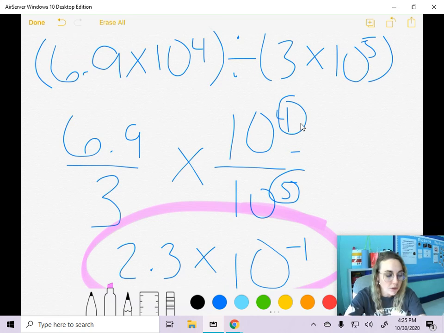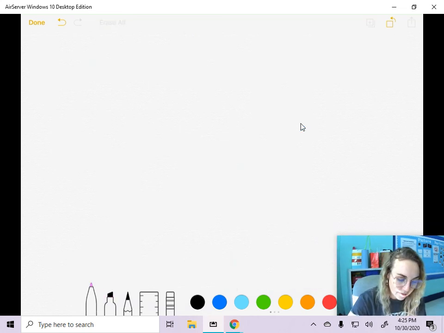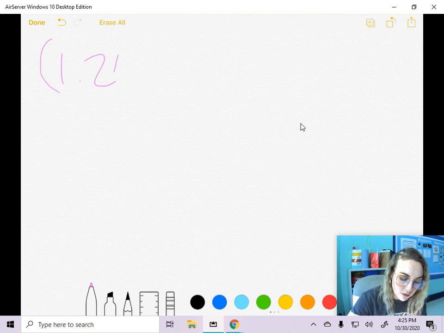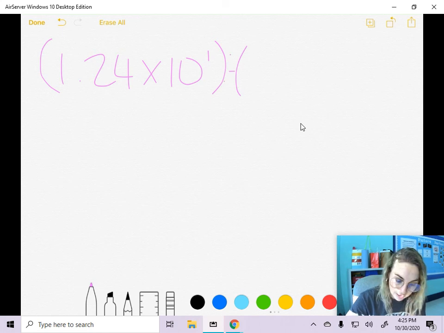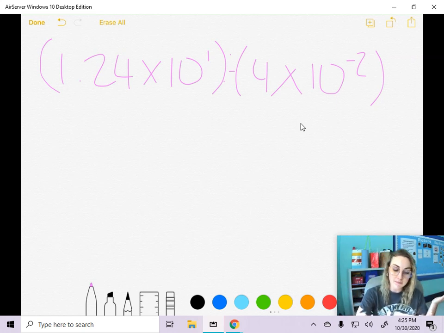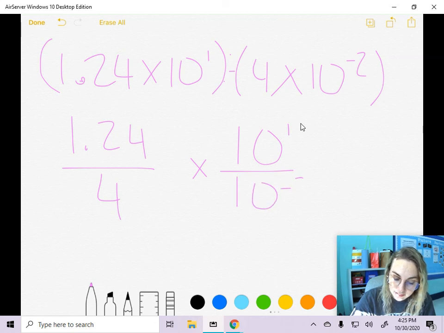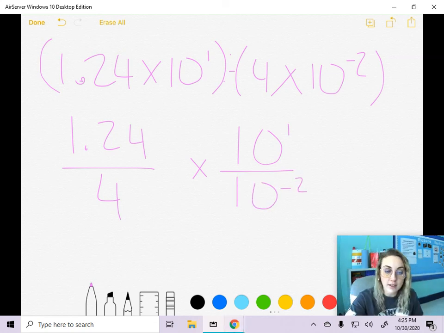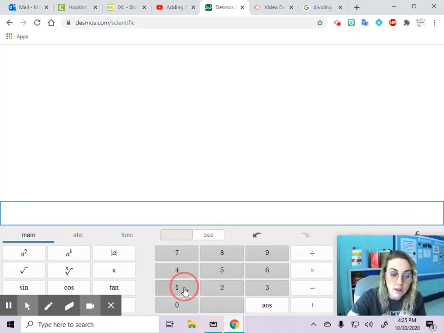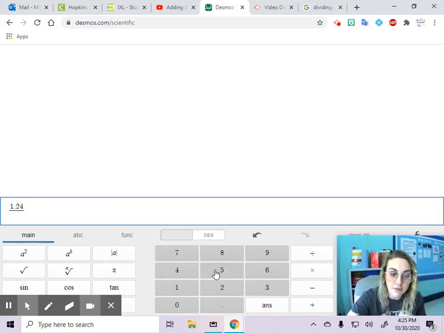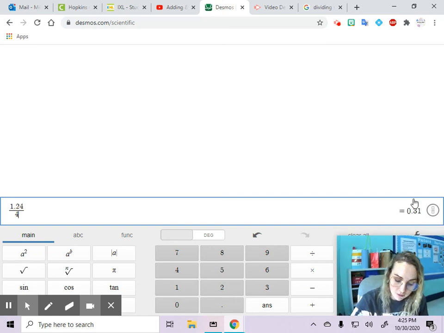Let's do 2 more examples real quick. All right, so let's say you have 1 and 24 hundredths times 10 to the first power, and you want to divide that bad boy by 4 times 10 to the negative second power. Again, we just have to group them. So this would turn into 1 and 24 hundredths divided by 4, multiplied by 10 to the first power divided by 10 to the negative second power. Again, you can just go back to your calculator and figure out what 1 and 24 hundredths divided by 4 is. Well, it's going to be 0.31.